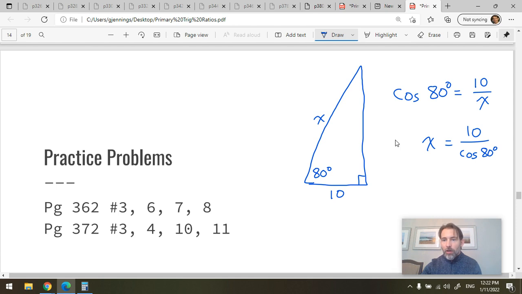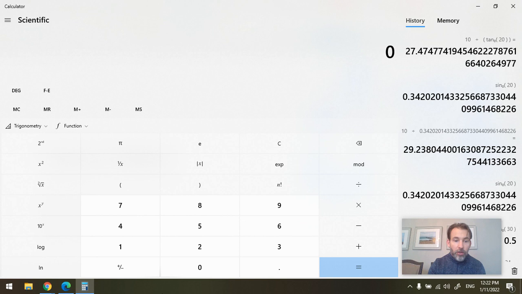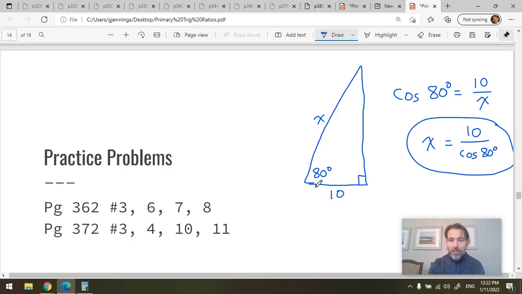Notice I skipped writing down all of my inverse operations. I multiplied both sides by x and I divided both sides by cosine 80. If you give me this as your second line, I'm totally satisfied that you know this goes to the bottom and this goes to the top. Then this is what you punch on your calculator: 10 divided by cosine 80. Before I do that, make a guess. If this is 10, I expect this to be very, very long. I expect it to be something like 45 or 70 or something like that, really, really long.